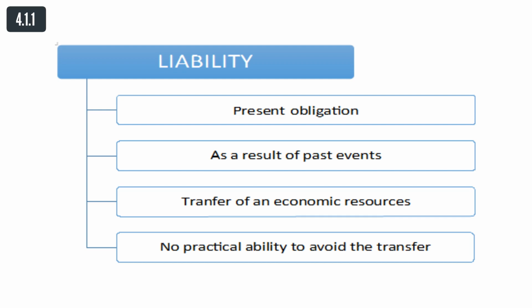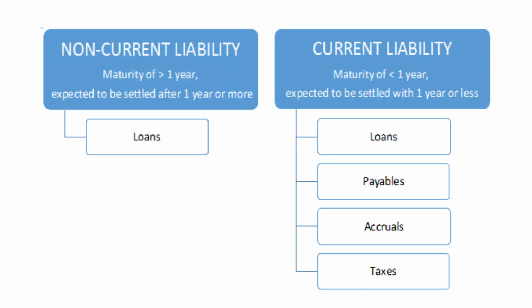According to the payment deadline, there are 2 types of liabilities. Non-current liabilities are those liabilities with a maturity of more than 1 year. Such liabilities are usually incurred for the purpose of acquiring long-term assets or refinancing of long-term assets that have not matured. Non-current liabilities include loans payable with the maturity date of more than 1 year from the balance sheet date.